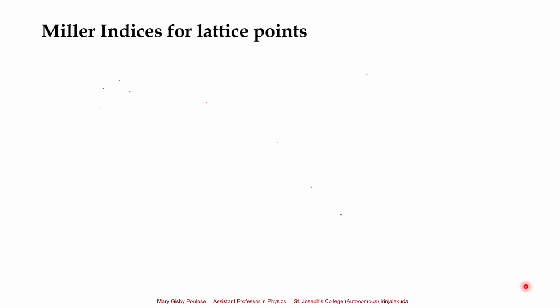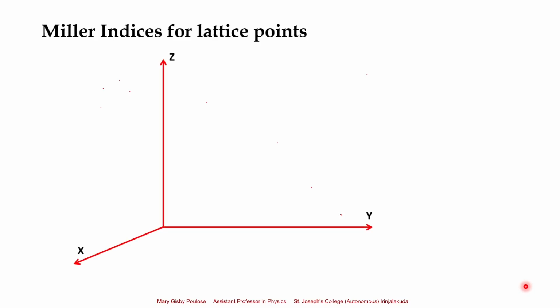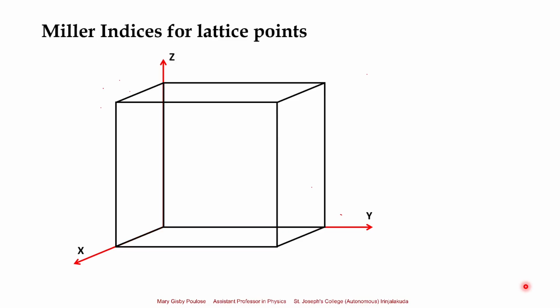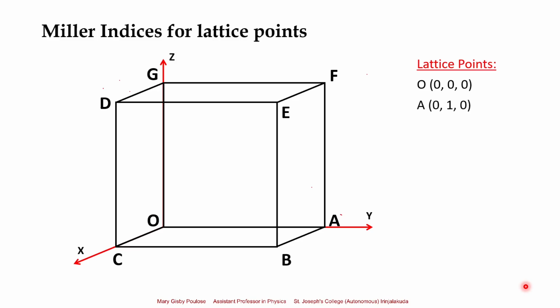Here, we will see how to represent the Miller indices for lattice points. For that, let us assume a Cartesian x, y, z coordinate system, and place a cube with one of its corners at the origin. We are giving different names to each of the corners. O represents the origin, and the other corners are A, B, C, D, E, F, and G. The lattice points can be written as: O will be 0, 0, 0 separated by commas. A will be 0, 1, 0. Here we assume that this cubic unit cell has a unit lattice constant. So the distance OA is 1, OC is 1, OG is 1.